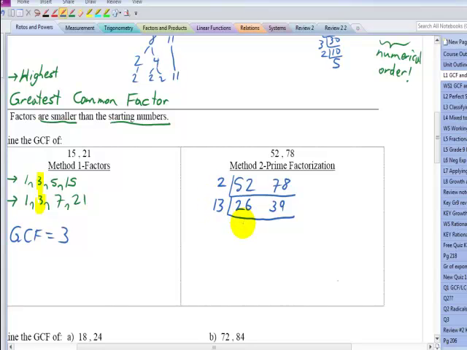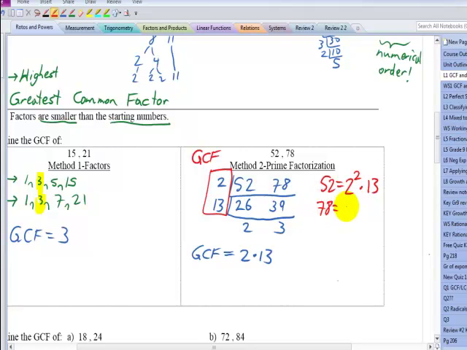So the GCF equals 2 times 13. That right here is your GCF. Okay, it's what you can divide both numbers by. Okay, so 52 equals 2 squared times 13. 78 equals 2 times 3 times 13.